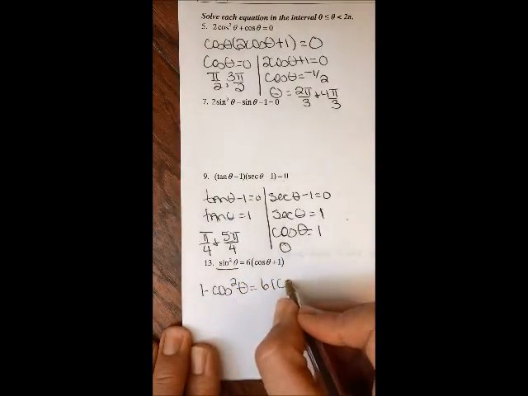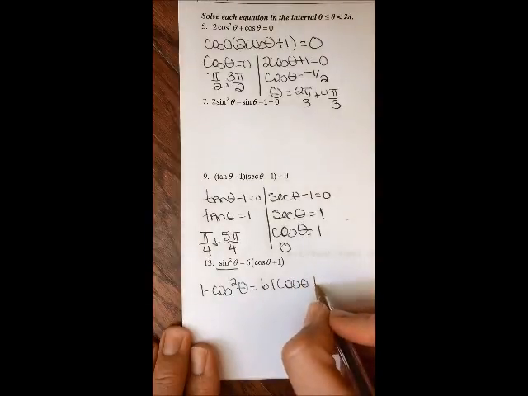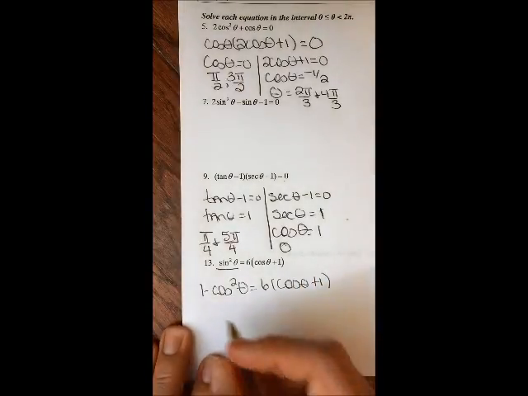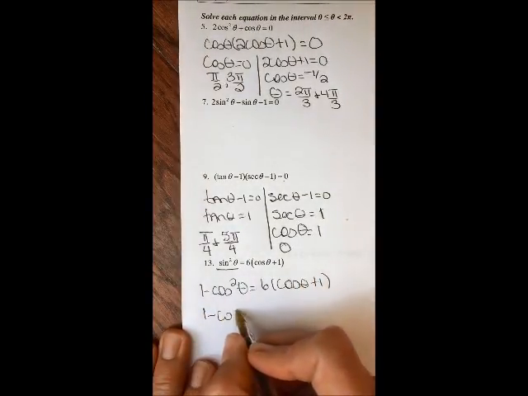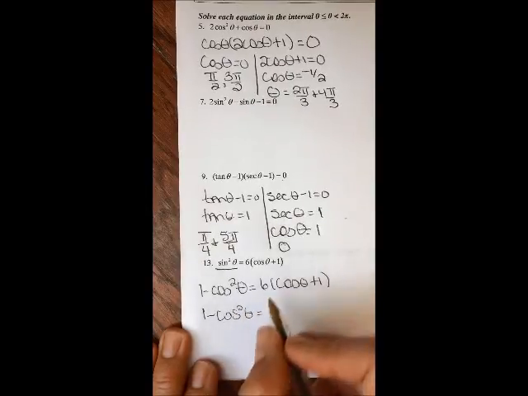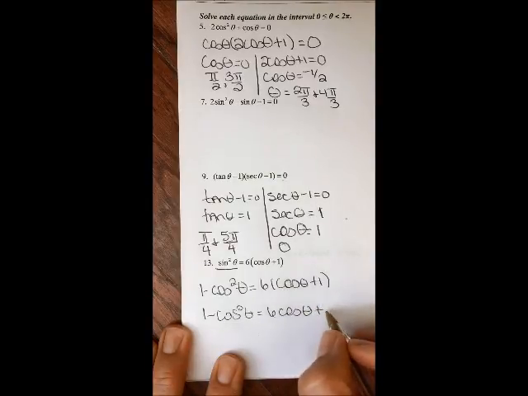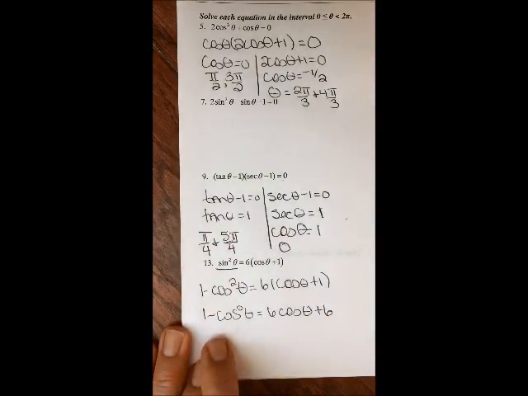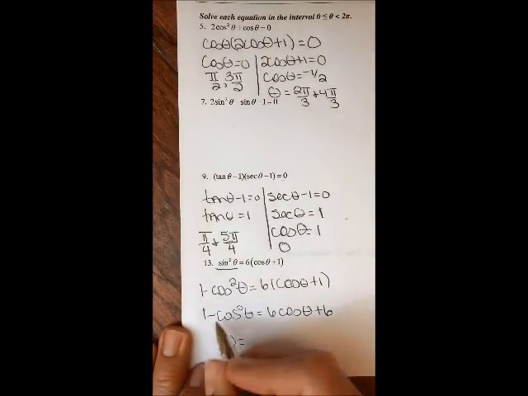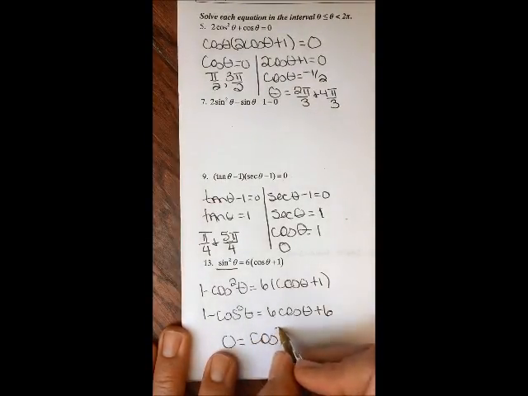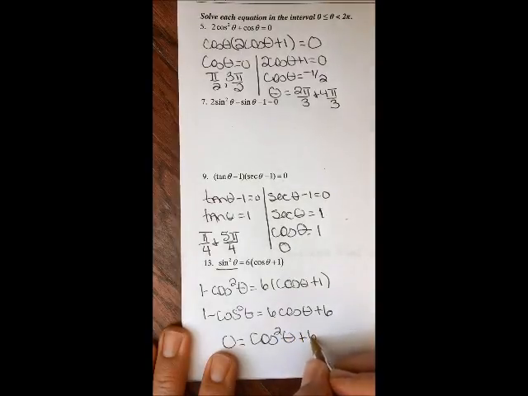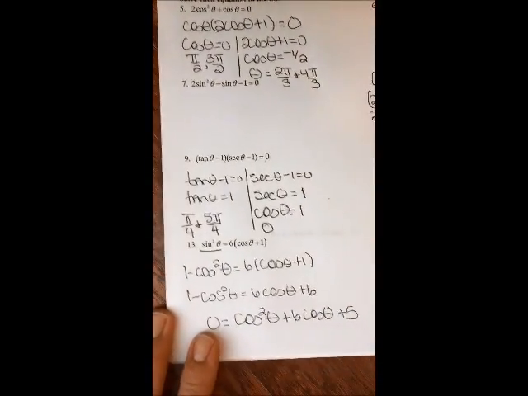And now, as I work this problem, I only have cosine left. So I'm going to distribute my 6, making sure to distribute through both terms. I'm going to make the left side equal 0 so that my squared can be positive. If I make the left side equal 0, I have positive cosine squared plus 6 cosine theta. If I move this 1 over, I'm going to subtract, and then I have a plus 5.